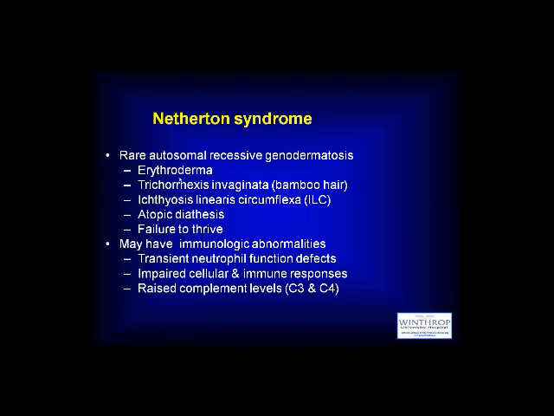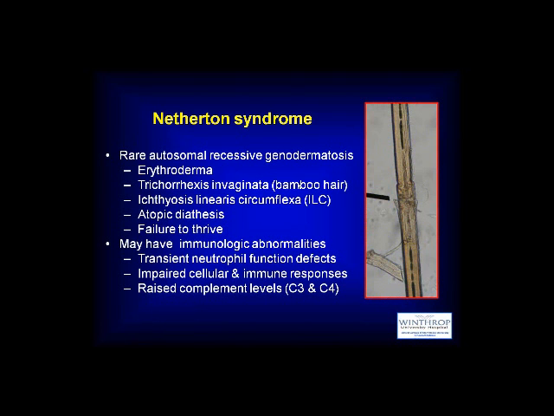This is a rare autosomal recessive genodermatosis. It has erythroderma, which we showed you in the skin. But you will clinch the diagnosis by pulling a few strands of hair, and you will see here trichorrhexis invaginata, or the bamboo hair. This is what you have, the bamboo hair.